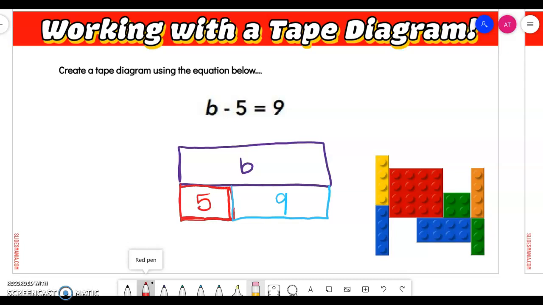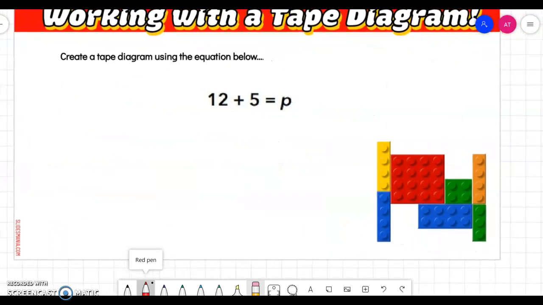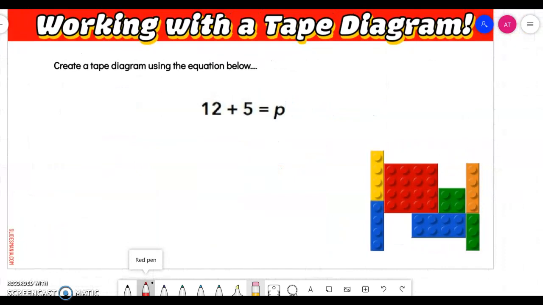Pause this video at any time to try the next one on your own and quiz yourself and see if you can do it before I do. So let's move on. I'm going to create a tape diagram using this one. So I don't know what my P is. So I'm going to draw my giant box, my tape diagram. And I know that this is going to be P.